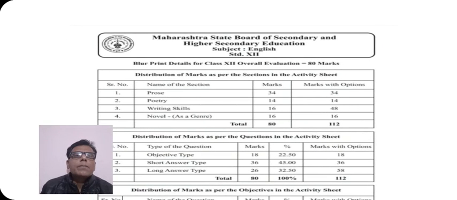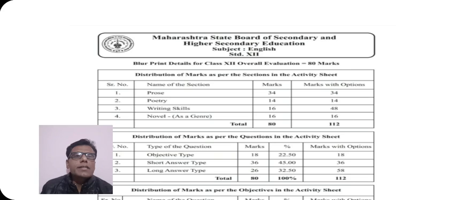So here distribution of marks are given as per the section in the activity sheet. Number 1, the section is prose. Here we have 34 marks with option, and actually marks are 34, means I think there are no options in prose section. Number 2, poetry section is there. For poetry section 14 marks are there. Again, marks with options are 14, means there are no options in poetry section also.